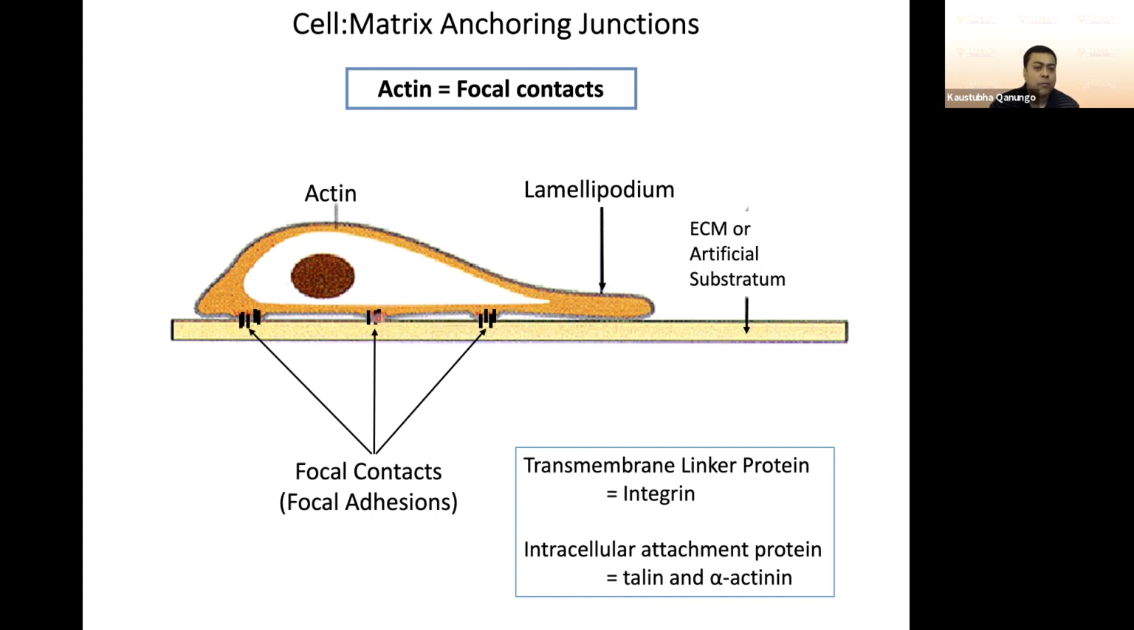And these are the focal point where you have these connections. And you can see that this whole orange area is very rich in actin. And these are the other interacting proteins. So what they are: your transmembrane linker protein is known as the integrin, which is sticking out through the plasma membrane. And the intracellular attachment proteins are talin and alpha-actinin. And talin and alpha-actinin will attach themselves to the actin. And this is basically the way the focal contacts work.